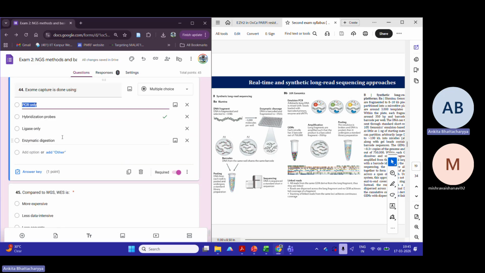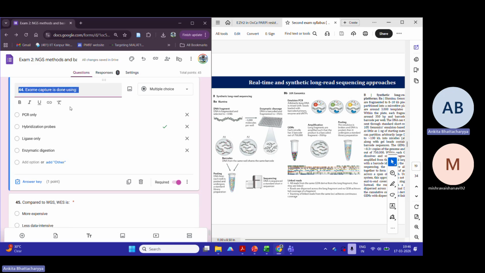Then this is the question that you were stuck on, and I could see that it's accessible from here. You can see this answer is marked. I'm not sure why it wasn't coming up in the paper. But exome capture is done using hybridization probes, like you were already attempting, which is the correct option.